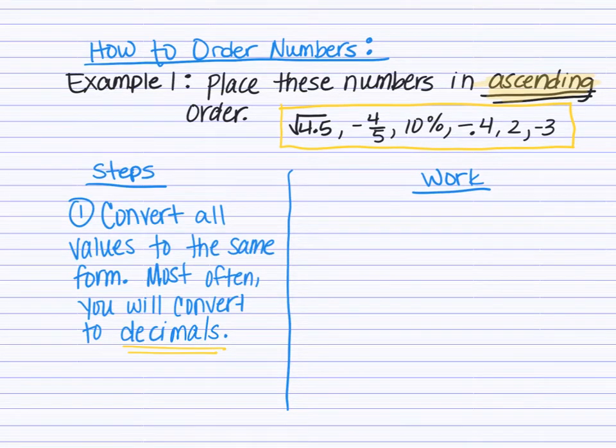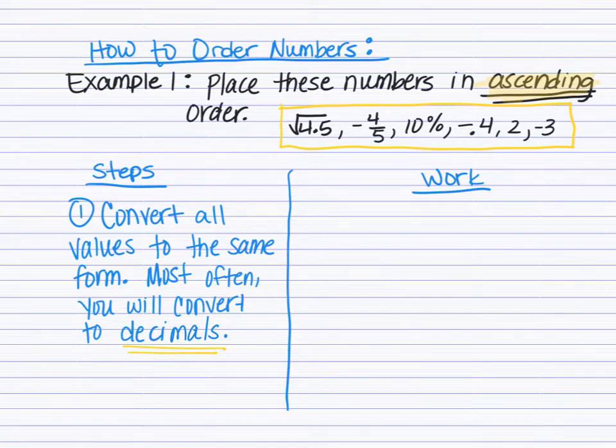Okay, so for step 1, you're going to convert all the values to the same form. Most often, you're going to convert to decimals. I feel like with us having the calculator, that's the easiest form to convert to, so that we can order these numbers a little bit easier. When you are using decimals, remember that all of the numbers have to have the same number of place values after the decimal in order to make the comparison a little bit more obvious and easier to do.